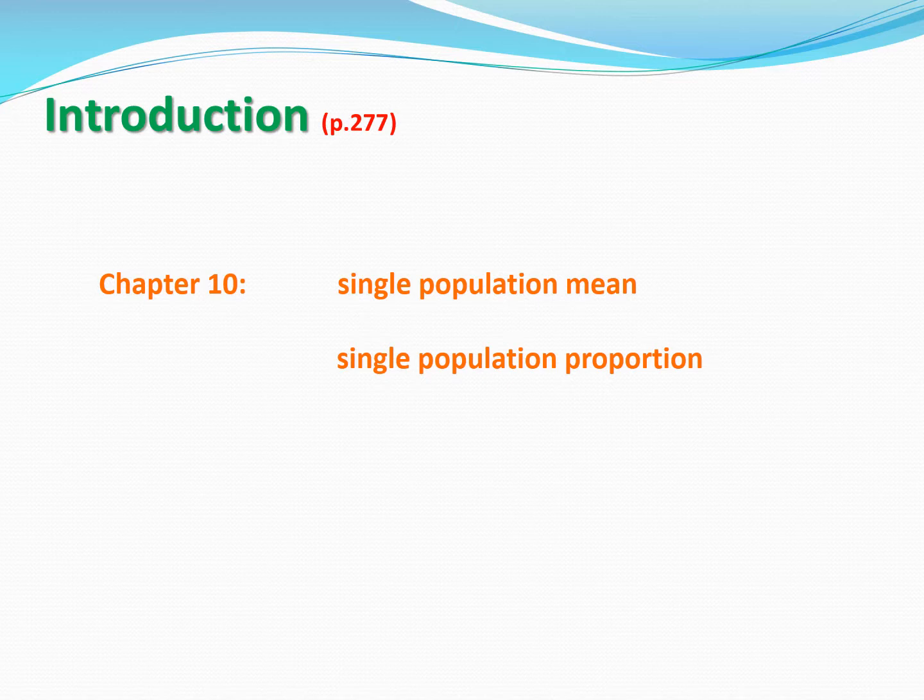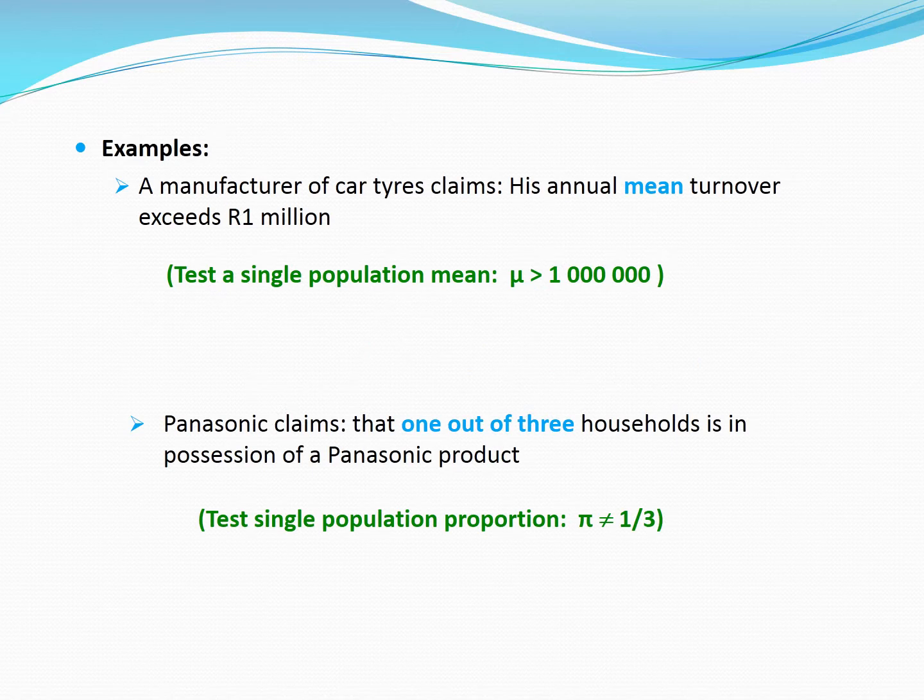As I indicated earlier, in chapter 10 we look at one population. So we are going to test single population means or single population proportions. For example, a manufacturer of car tires claims that his annual mean turnover exceeds 1 million rand. So there we test the single population mean, whether that population mean is greater than 1 million. Or Panasonic claims that 1 out of 3 households is in possession of a Panasonic product. So there we will test whether a single population proportion is different than 1/3.